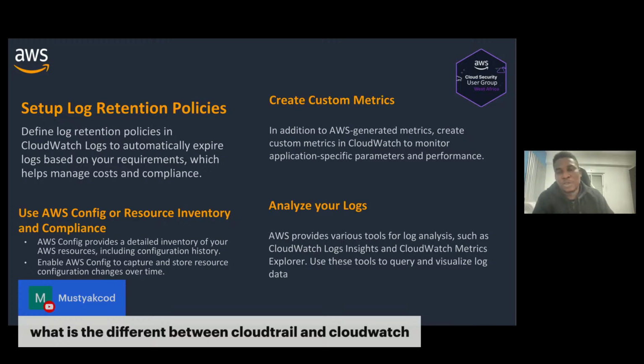Let's say you have some application running on Kubernetes clusters, different pods, different nodes, different workloads inside the Kubernetes clusters. You can be sending those logs directly to CloudWatch. So CloudWatch is a centralized logging system. You can build your log groups to handle that. I'm not sure if I answered the question, Musti AKCOD.